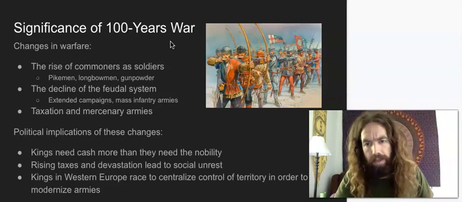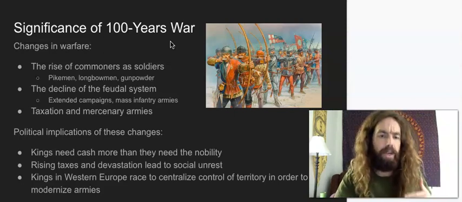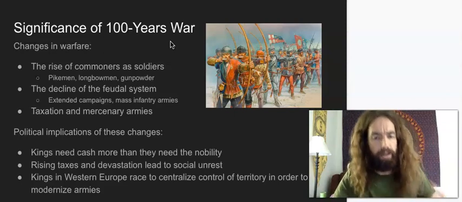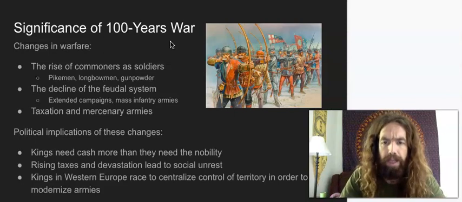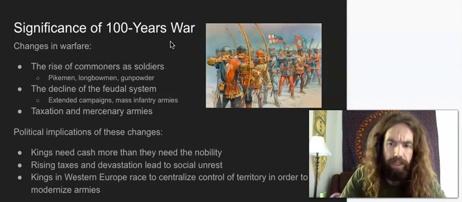And it's going to lead to kings trying to centralize their authority and increase taxes. And all of this is going to come at the expense of the traditional feudal nobility.